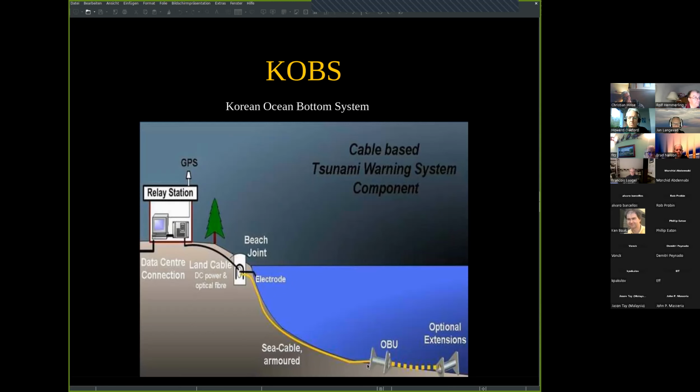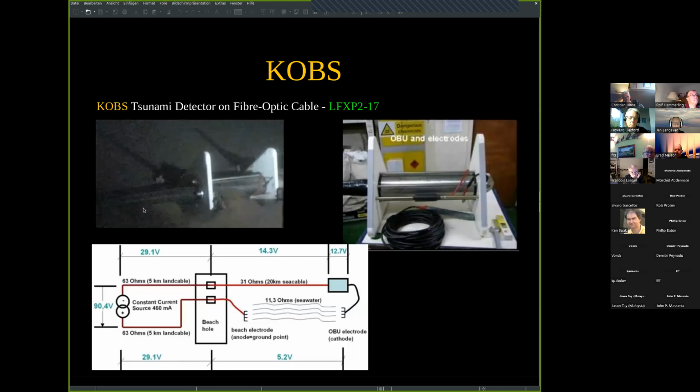Laying the sea cable was quite an experience, so this was an opportunity in my life to work on a cable laying ship, and that was very interesting. Here are some components. This is the ocean bottom unit photographed on the seafloor. This is the ocean bottom unit on board before deployment.